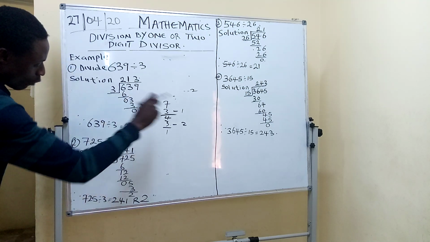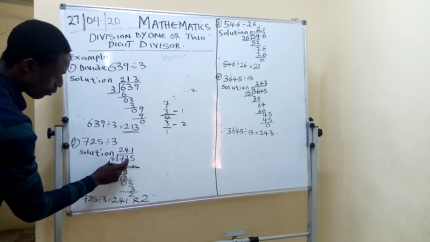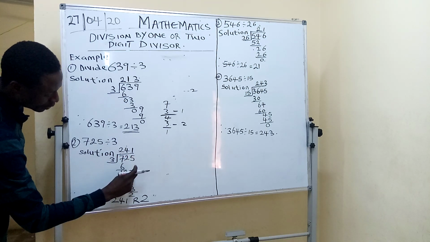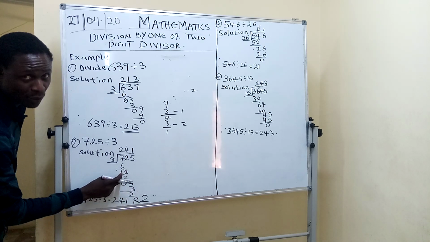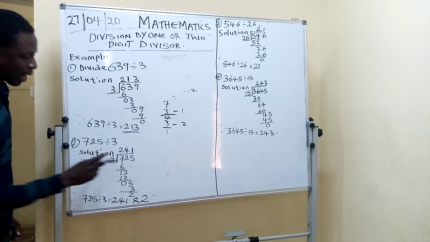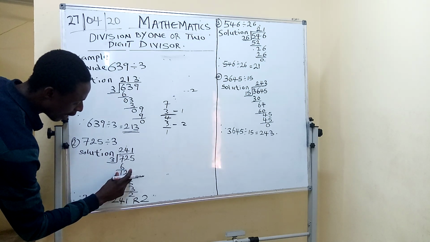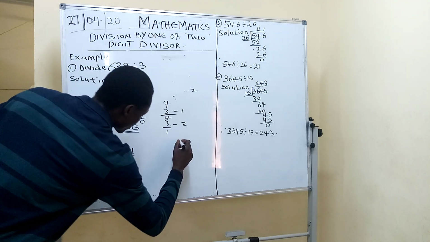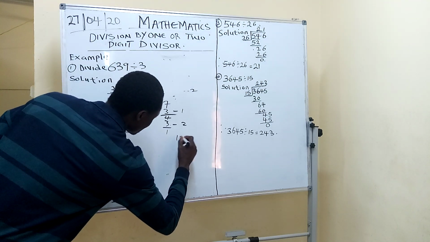Now we have to move to the next number, which is 2. What are we going to do to that 2? We bring the 2 down beside the 1, and we have now 12. We have 12.